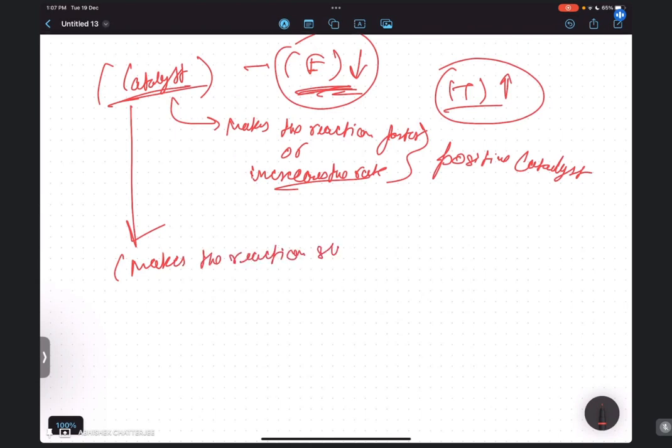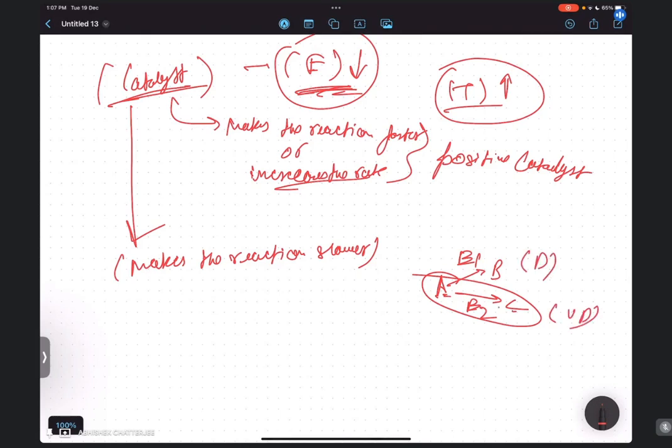Makes the reaction slower. When we use this kind of catalyst, suppose you are having a parallel reaction like this, A to B and A to C. Now this A to C reaction, you have to stop it or make it slow. So you use a catalyst such that, suppose this reaction's activation energy is E1 and this one is E2, this is your desired product, this is your undesired product, this reaction's activation energy E2 is increased.